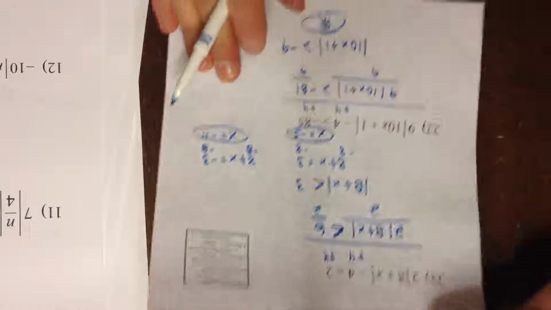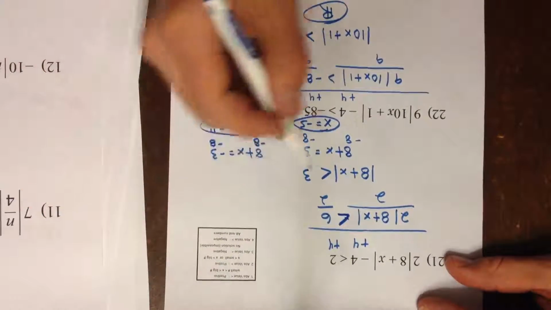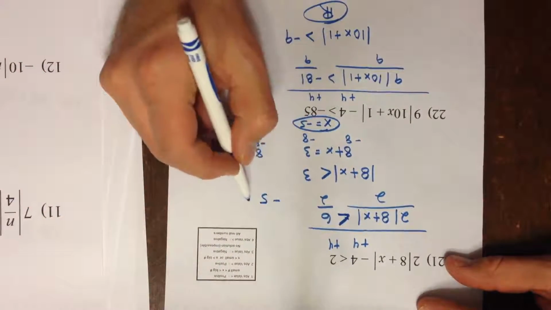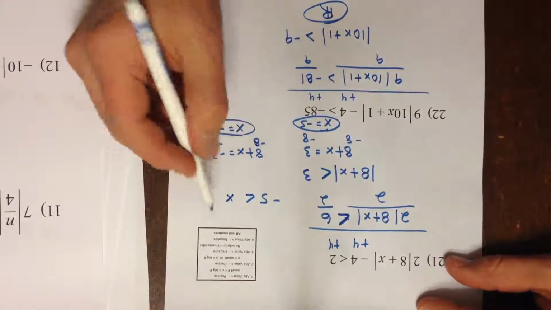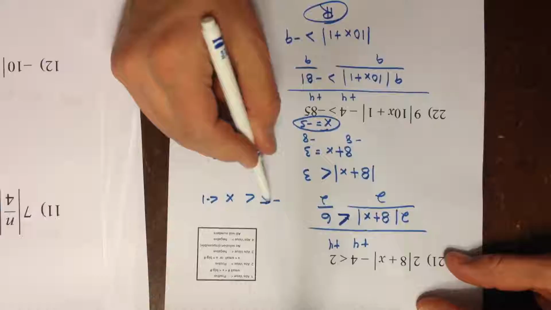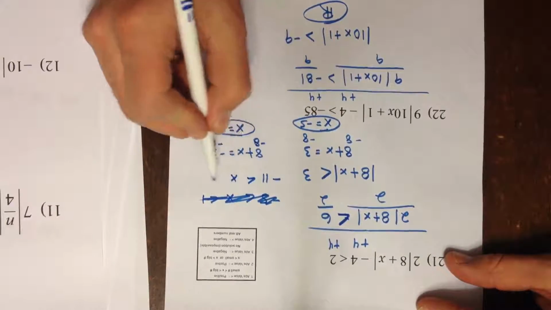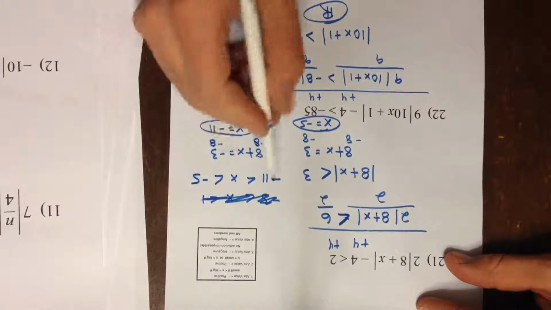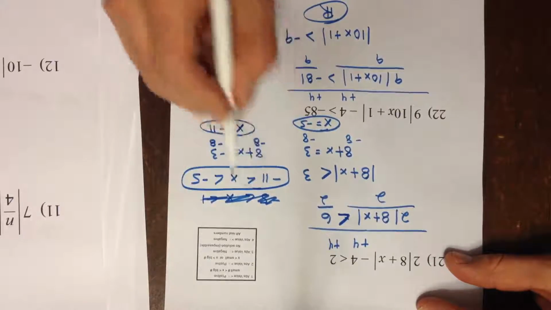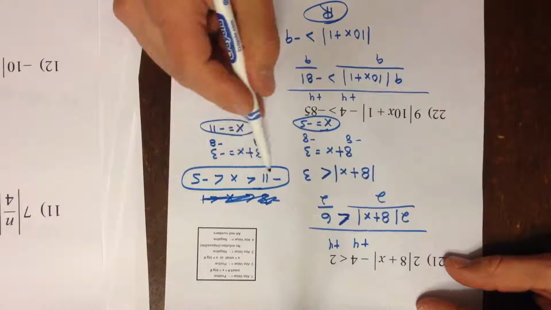Now, I circled those again. Probably shouldn't have, because my answer is going to be an inequality. It's going to be between negative 5 and negative 11. Oops, wrote that backwards. Negative 11, your smaller number should go there, your bigger number should go there. So I need things less than negative 5 but greater than negative 11.